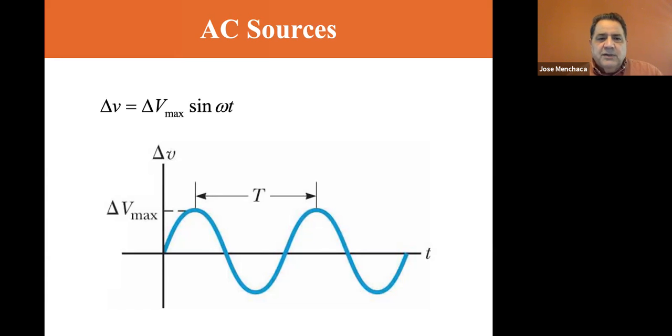And you can see here that the delta V, it's a lowercase v, that indicates it's alternating current. The delta V is equal to delta V max. That's the peak that it's going to reach on either side. Delta V max sine omega t, where omega is equal to 2 pi f, 2 pi times the frequency, or 2 pi divided by T, the period. Now here in the US, the 60 hertz, that gives us an omega of about 377 radians per second.